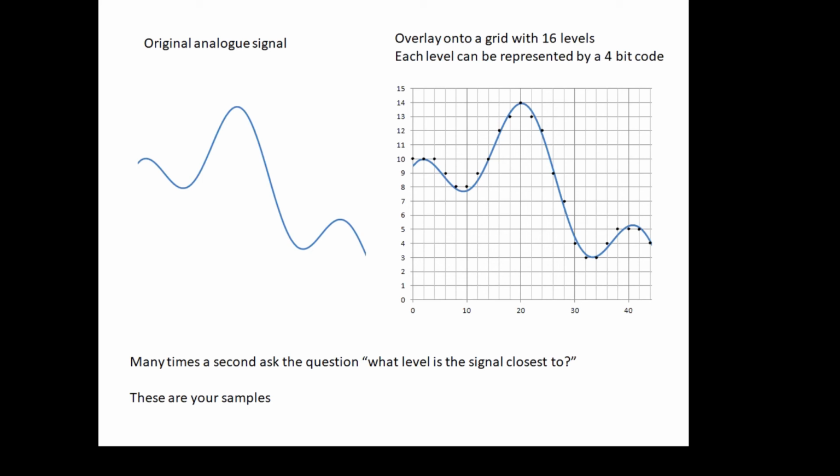What we do is we've overlaid a grid onto it, and there are 16 levels on this grid. Why 16 levels? Because then each level can be represented by a 4-bit code. Remember that the number of possibilities is 2 to the bit depth, and 2 to the 4 is 16. Then many times a second, we ask a question: what level is the signal closest to? And that's the little black dots on the grid, and they are your samples.